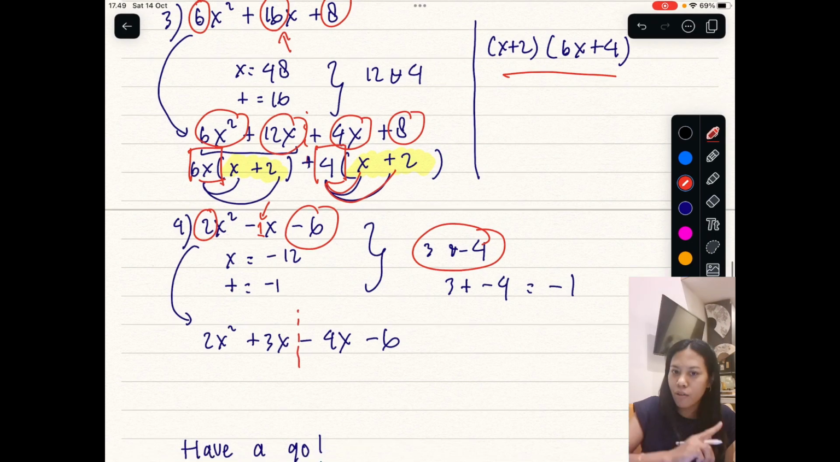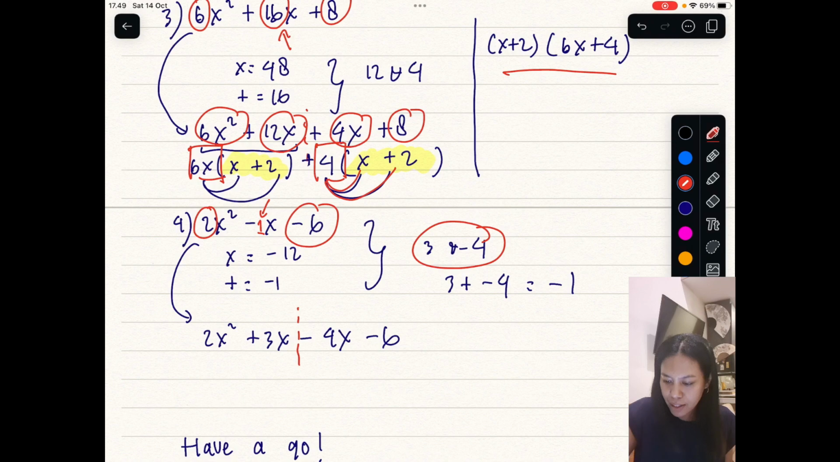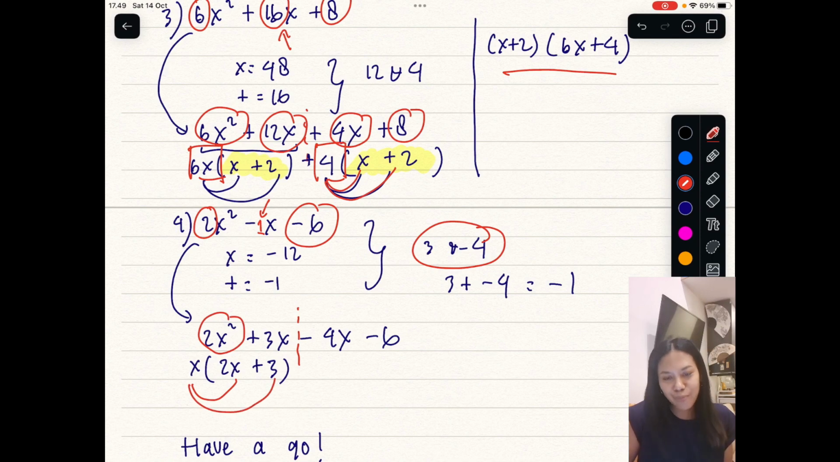Then we're going to ditch out the common for the left side. The common factor for the left side is just an x. So x, out you go. And then what's the one inside the bracket? It's 2x plus 3. How do we know? We have to multiply it again. So x times 2x is 2x squared. x times 3 is 3x. Done on the left side. We're going to do the right side.